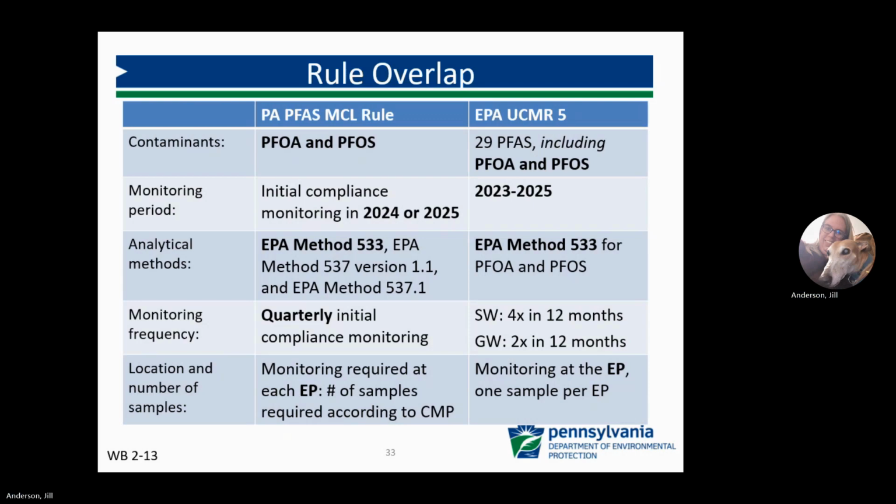And for location and number of samples, under the PFAS MCL rule, monitoring is required at each entry point, and the number of samples required is dependent on the Comprehensive Monitoring Plan, or CMP. If there are multiple sources that are operated in several different configurations, more than one sample per entry point may be necessary in order to ensure representative monitoring. Under UCMR 5, monitoring is also at the entry point, but only one sample is required.